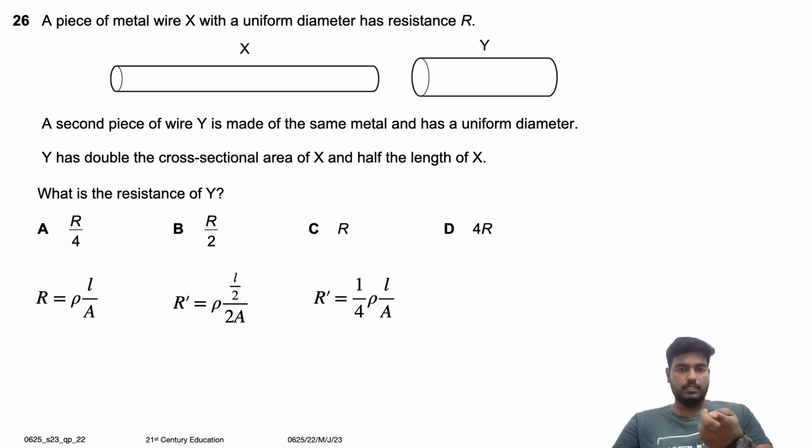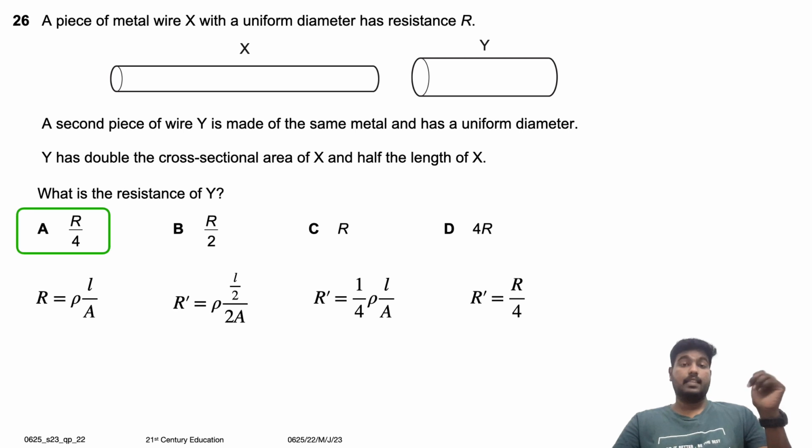If you look, this rho L by A is nothing but the resistance of X, so we can simply write R. So R dash is R by 4, so it's 1/4 of the original resistance. The reason is length is decreased and the cross-sectional area is increased. Resistance is directly proportional to length, inversely proportional to cross-sectional area.